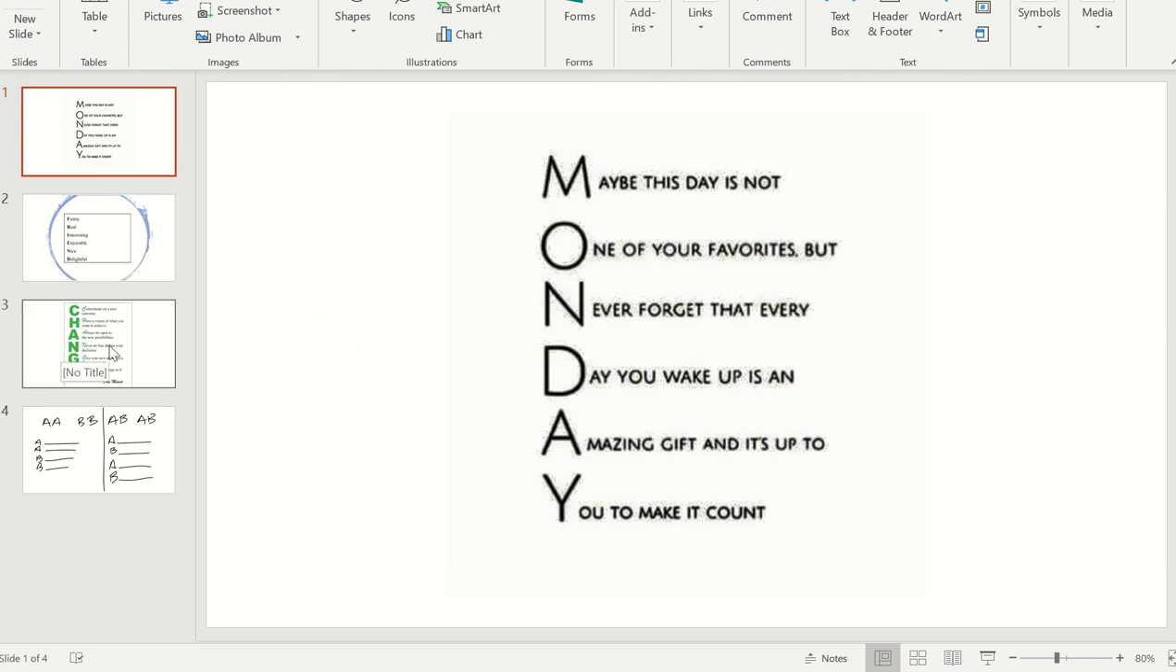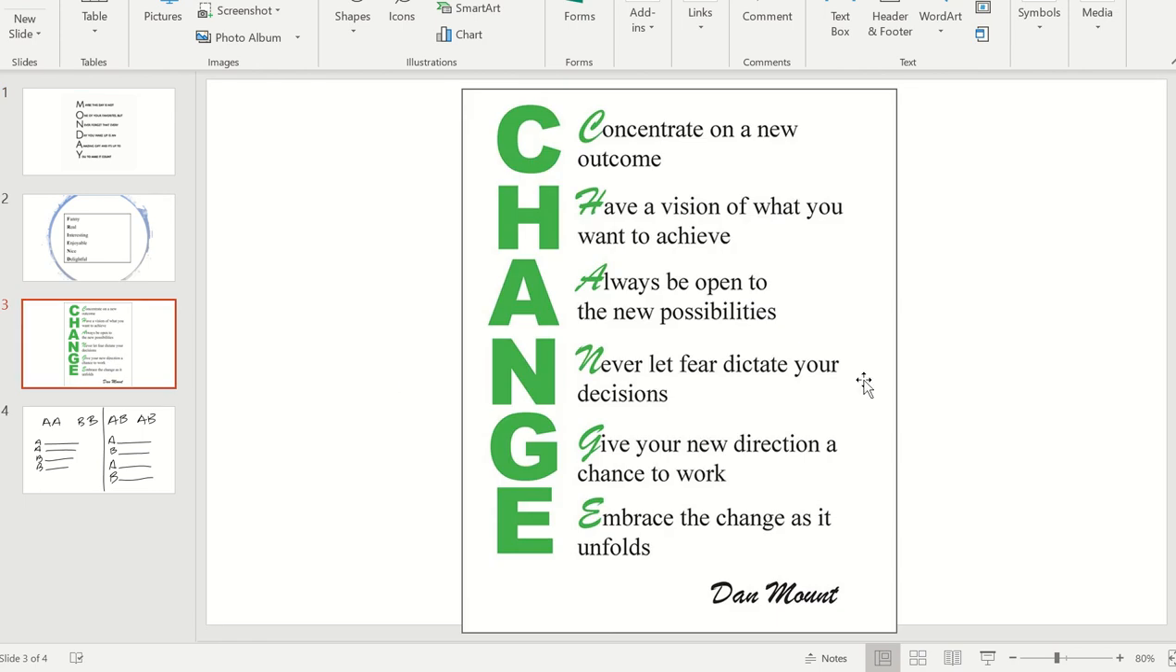And not the last one, but one of the last ones I want to show you is that with this one, this is an acrostic poem about change, and they actually wrote out sentences. Concentrate on a new outcome. Have a vision of what you want to achieve. Always be open to the new possibilities. Never let fear dictate your decisions. Give your new direction a chance to work. Embrace the change as it unfolds. So these are sentences or phrases that don't run all together. They're separate thoughts, but they all have to do with that one word.